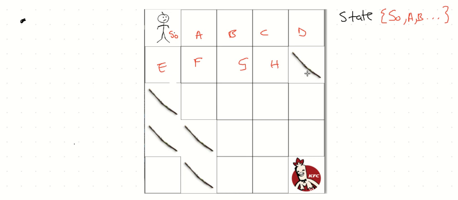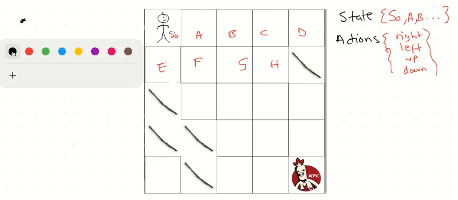And what are the actions that the kid can take? Let's look into that. What are the actions that the kid can take in the states? So essentially, the actions he can take is move right, move to the left, move up, and move down. That's how he navigates this maze. These are the possible actions that this kid can take in this kind of scenario that we've described here.